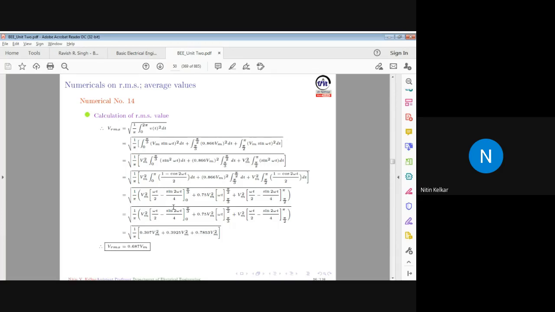VRMS is coming out to be equal to 0.687. So please check whether you are also getting the same value or not. If you are getting the same value, it is fine. Otherwise, in the next lecture, I will first ask all of you whether you have obtained the same value or not, and then the calculation of the RMS value I give as homework to all of you.